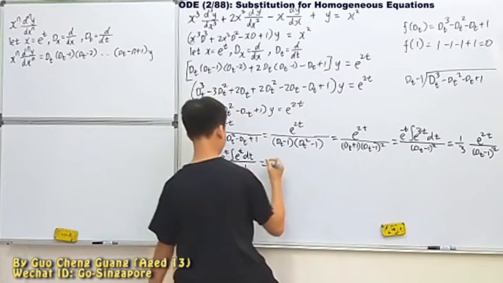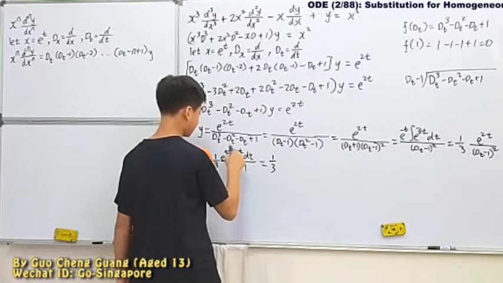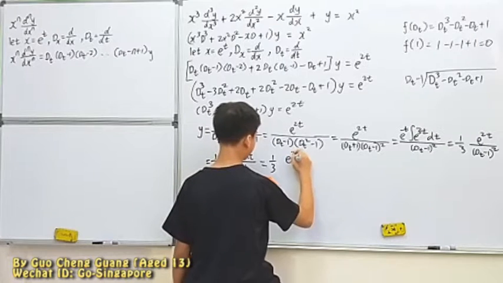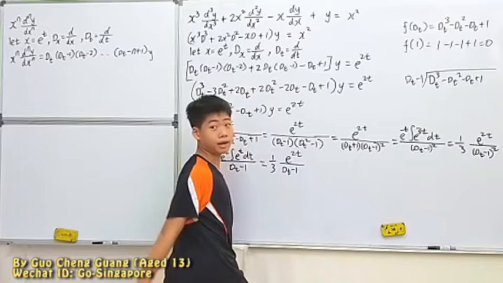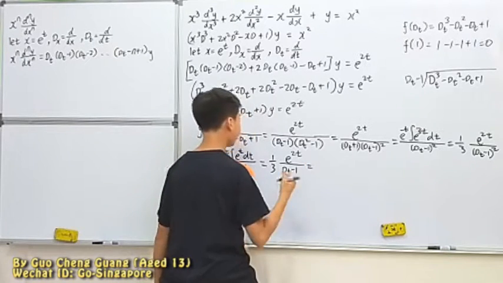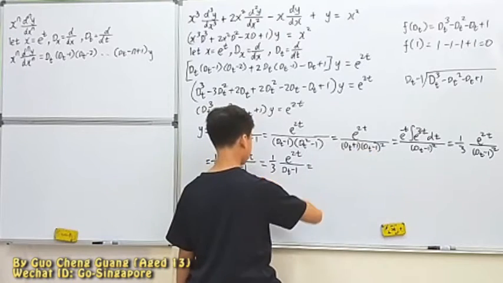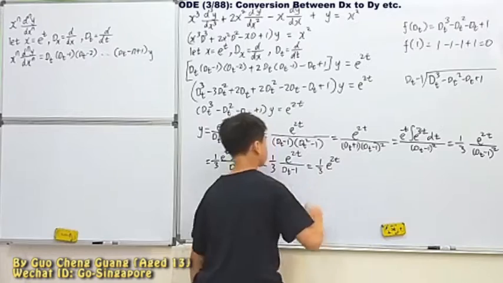And so it will be equal to 1 over 3. So basically this just does nothing, since this part you find is only a 1. So it will still remain as e to the power of 2t. Then dt minus 1. And then you can just have it again, which is actually pretty much the same thing. So what you get will be 1 over 3 e to the power of 2t.